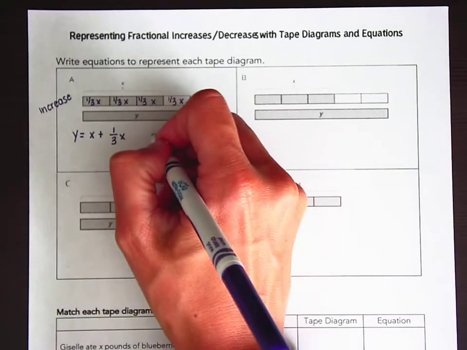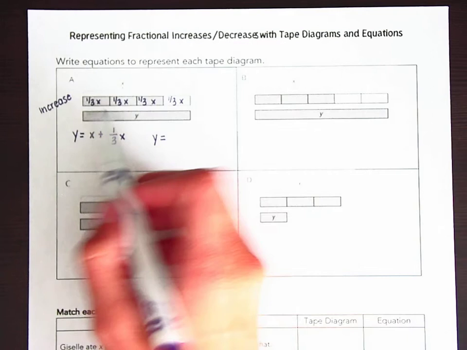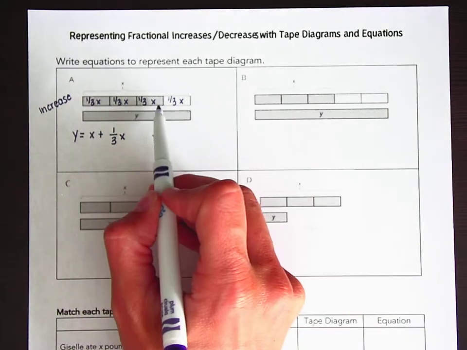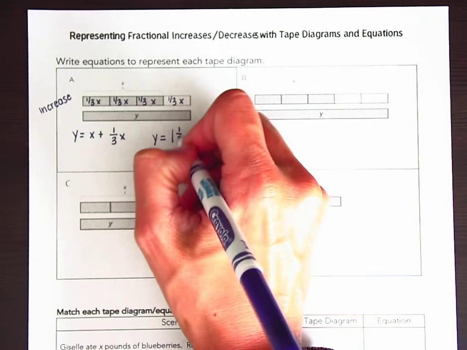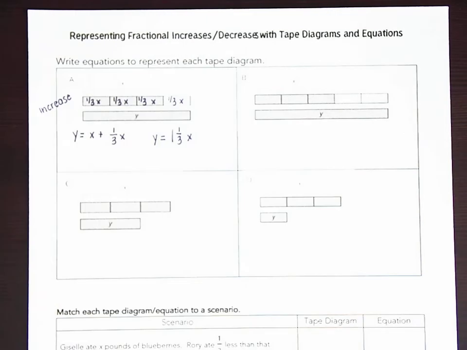We also could say that y is equal to or the same as 1 whole x and another 1/3 of x, or 1 and 1/3 x.